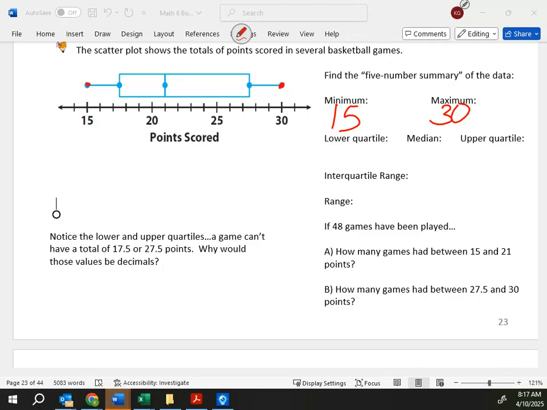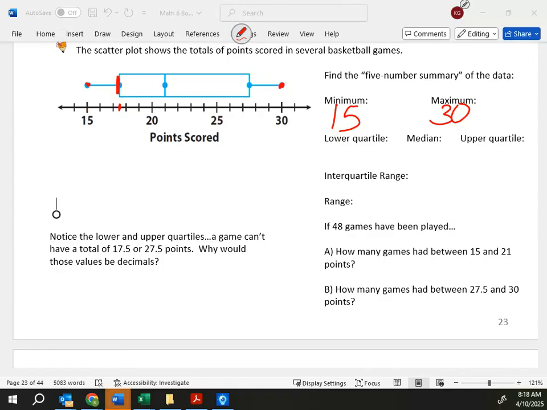Where is our lower quartile? Bennett? Where the second bar is on the left. Yeah, it's at that end side of our box. So now we need to figure out what score that would be. This is 15 and this is 20.